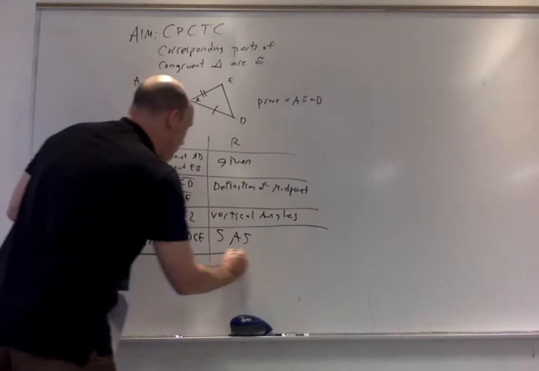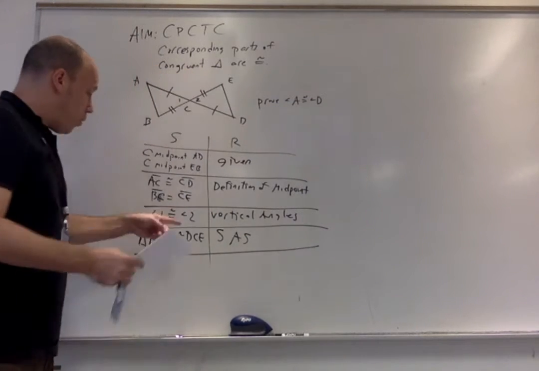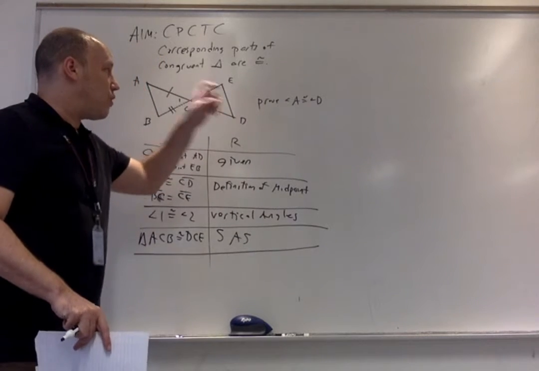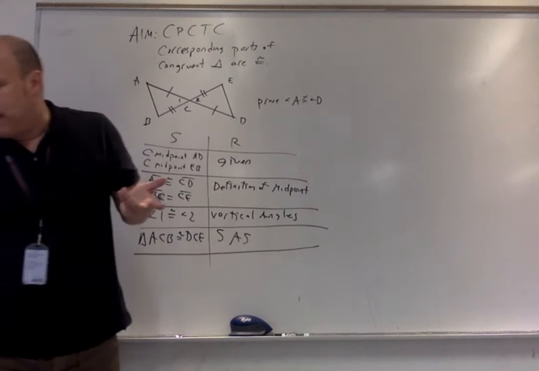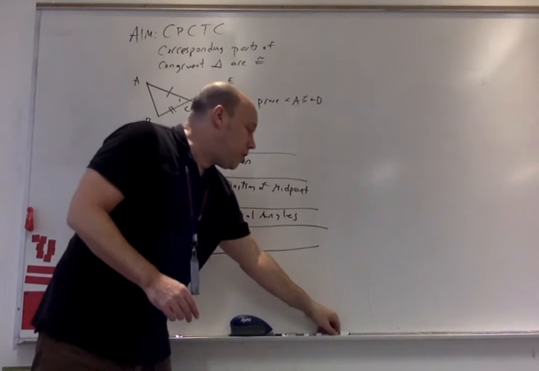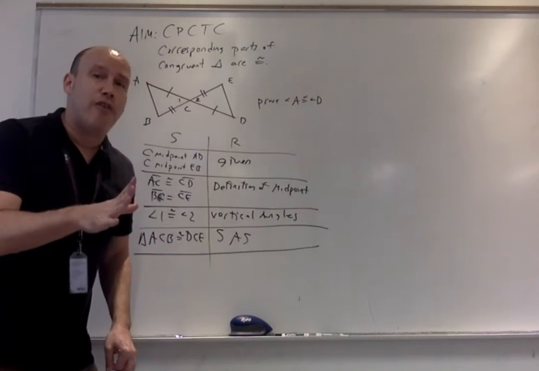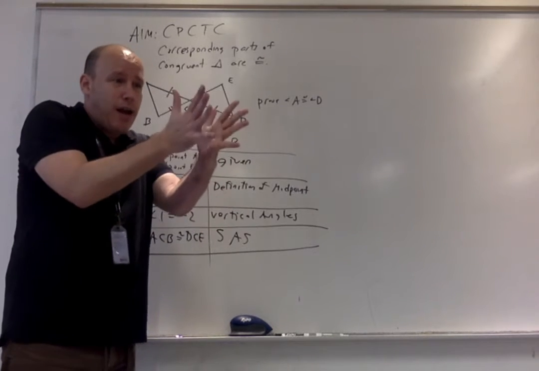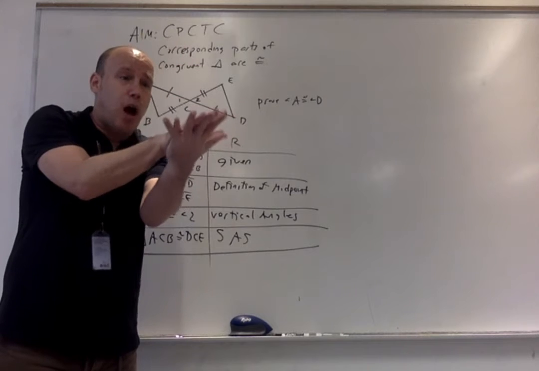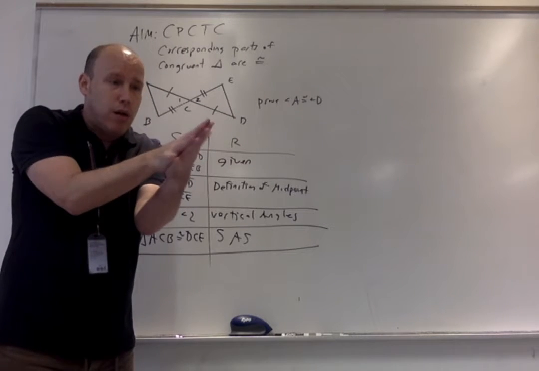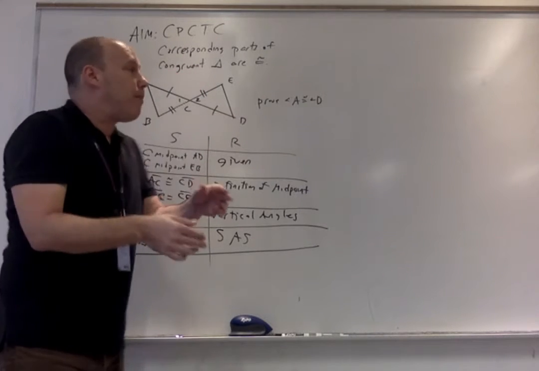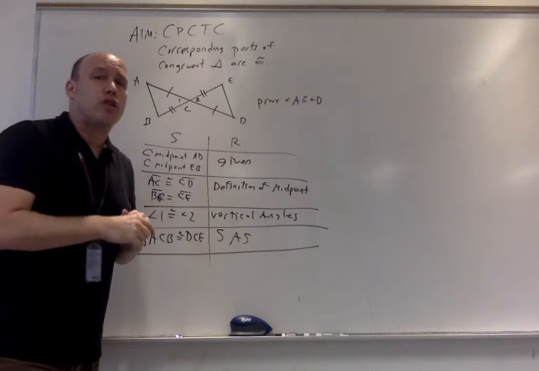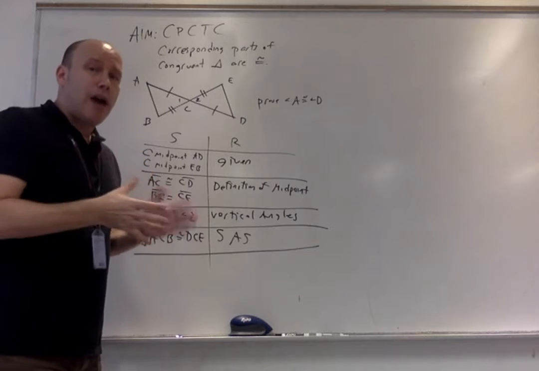Now for the last step, because yes, it's important that I prove the triangles congruent, but I need to prove A is congruent to D. Now, it should make sense, and it should seem intuitive. You should be like, yeah, well, the triangles are congruent, like my hands. Oh, these hands match up. Therefore, the thumbs match up. If I took these 2 triangles and matched them up, the corresponding angles and sides are congruent.